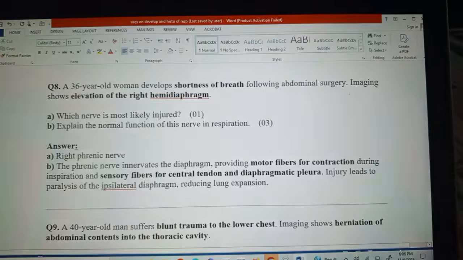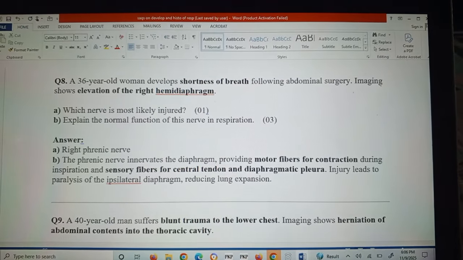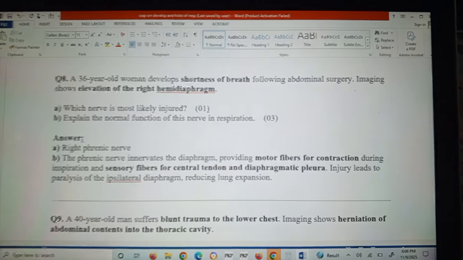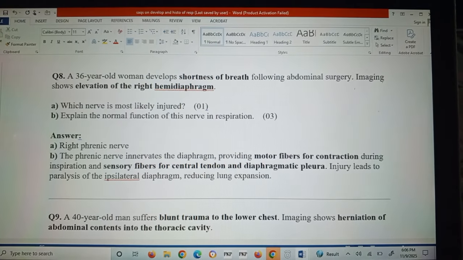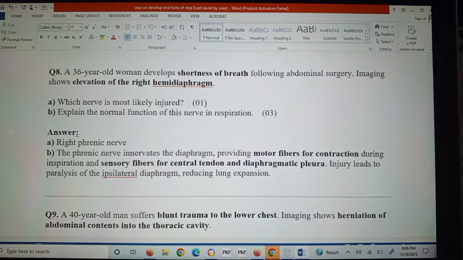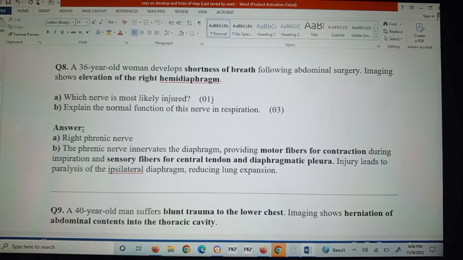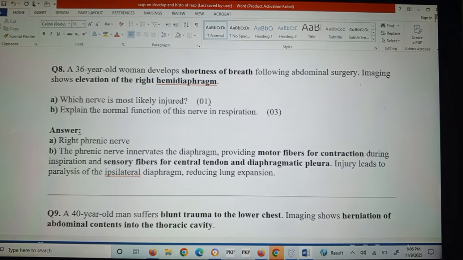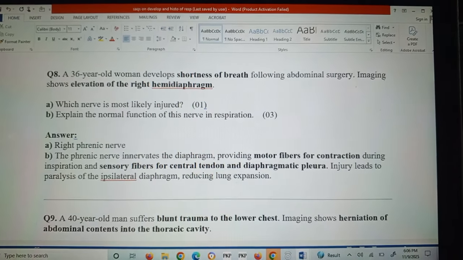A 36-year-old woman develops shortness of breath following abdominal surgery. Imaging shows elevation of the right hemidiaphragm. Which nerve is most likely injured? Explain the normal function of this nerve in respiration. Answer is right phrenic nerve. The right phrenic nerve innervates the diaphragm, providing motor fibers for contraction during inspiration and sensory fibers for the central tendon and diaphragmatic pleura. Injury leads to paralysis of the ipsilateral diaphragm, reducing the lung expansion.